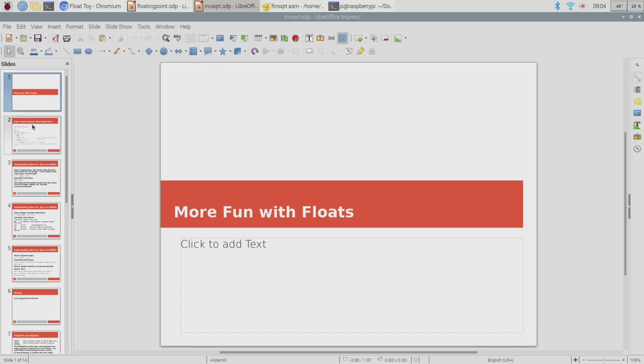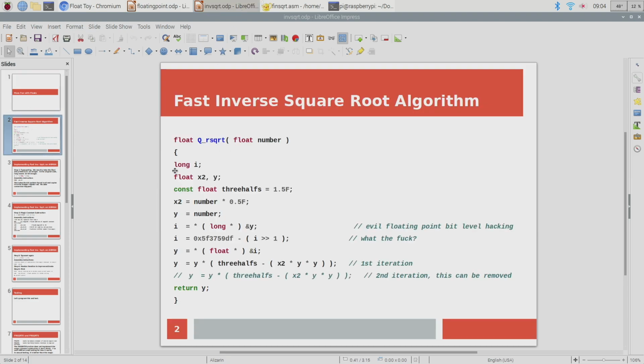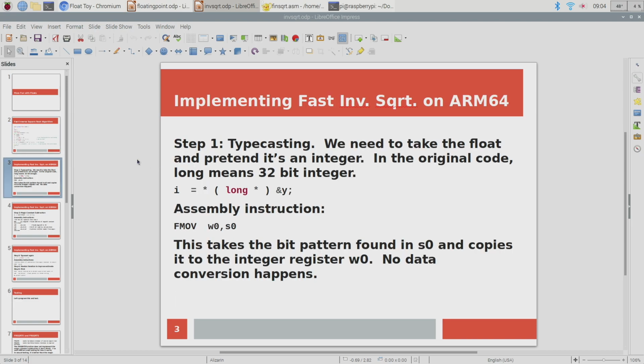All right, so that means we get to come over here. Okay, that's our source code, right? And the hard part is the typecasting, okay? So this is taking a bit pattern that you think is a floating point number and treating it as if it's an integer. Well, the fmove instruction does that because fmove takes a bit pattern from one register to another, but it's not caring as to what type of data it is. It's just moving it from one place to another.